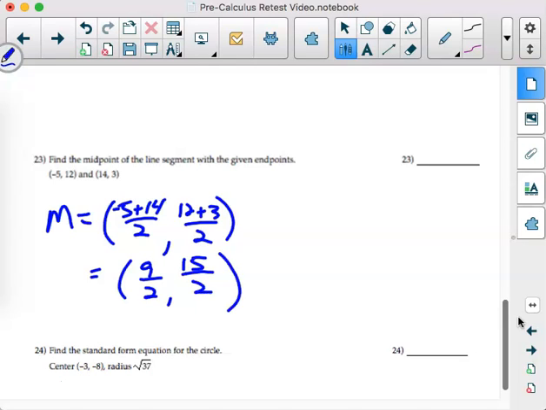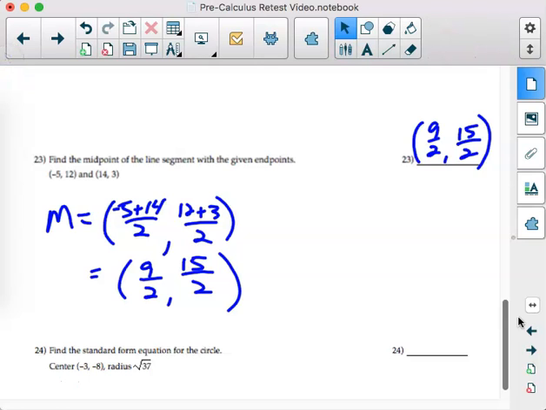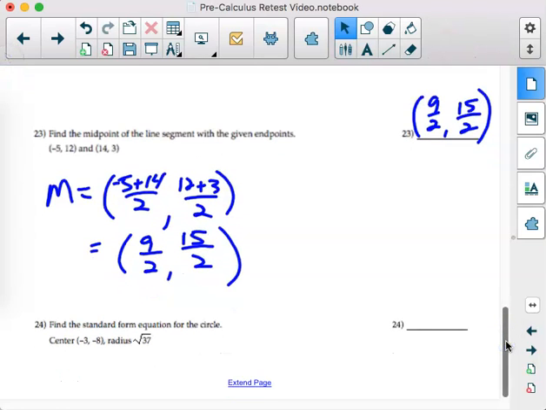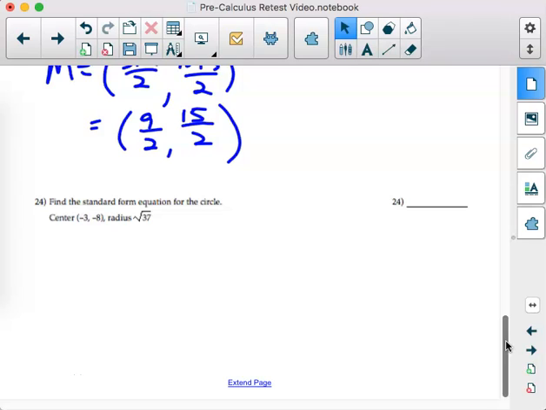Needs to be an ordered pair. You're going to lose a quarter of a point if you don't put parentheses around there, because that means you didn't understand what you were finding. What you're finding is a point. And we leave that. The fractions are perfect. We don't want to give decimals.